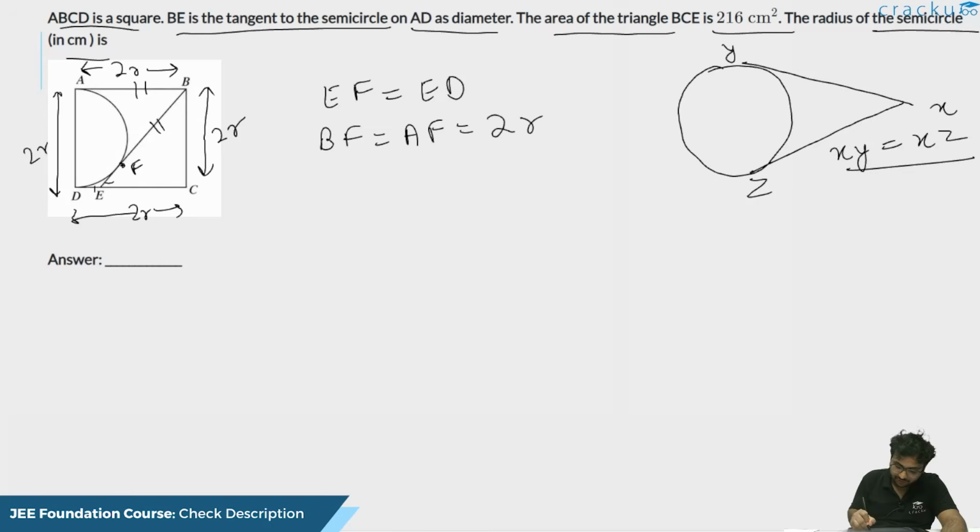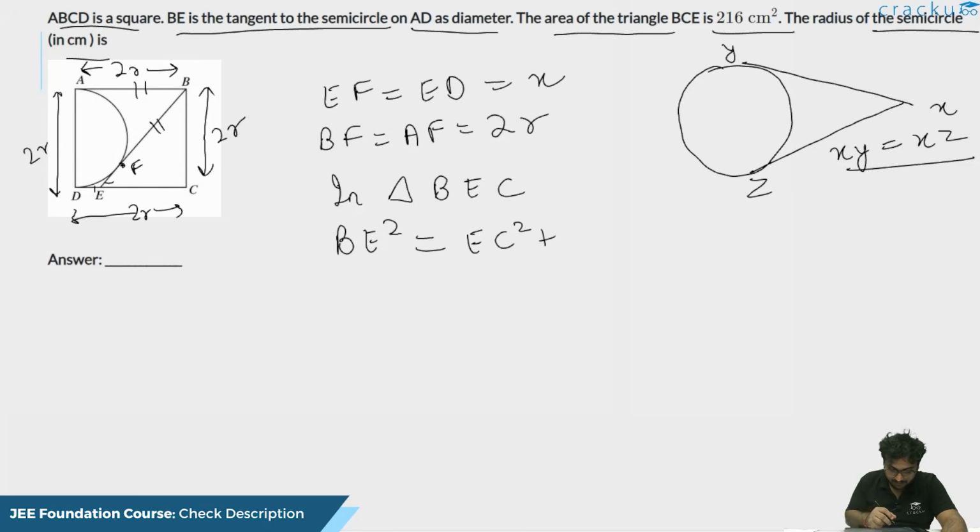Will be equal to what? 2R. Now let this EF equal to ED be X. Okay. So we know that in triangle BEC, the BE square will be equal to hypotenuse square, equal to what? EC square plus BC square.